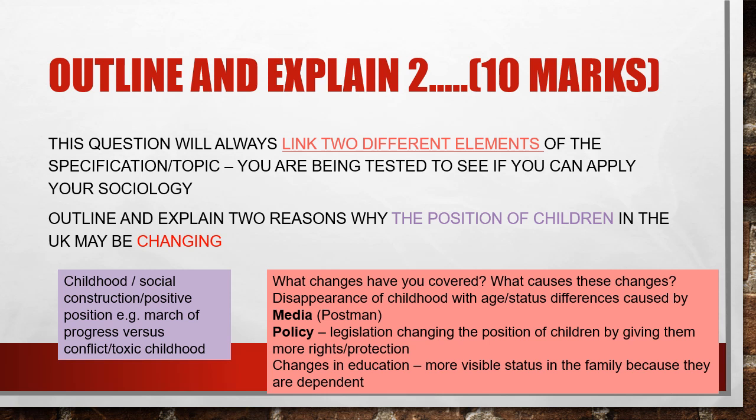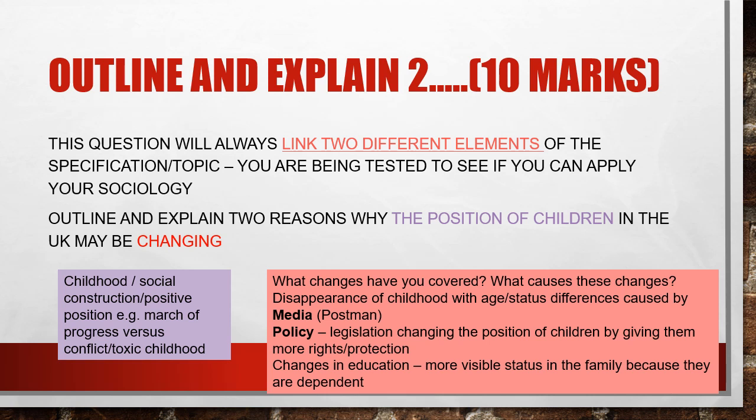So within the topic area of childhood, you've looked at age and status differences caused by perhaps the media, like Postman's ideas. Maybe you could bring in policy and say how the position of children has changed and the status of children have changed because of policy and legislation changes. What about education and how that's impacted the fact that children are more visible in the family because they're much more dependent financially? So really, with the outline and explain 2, it's going to have 2 elements.